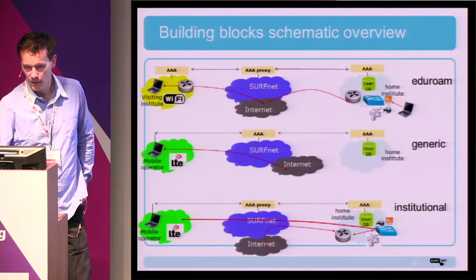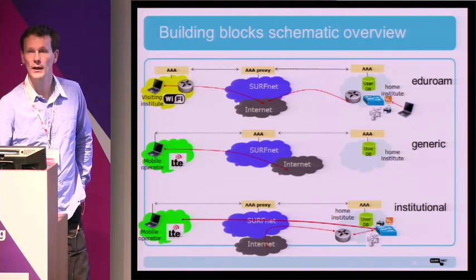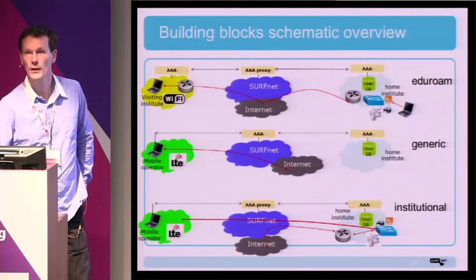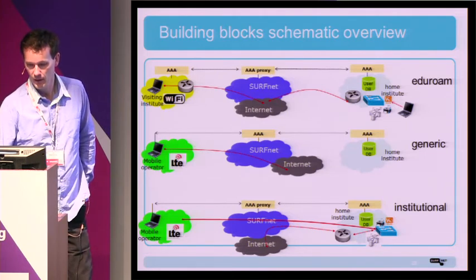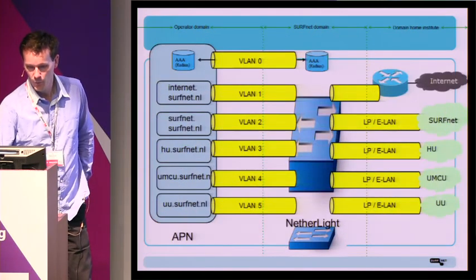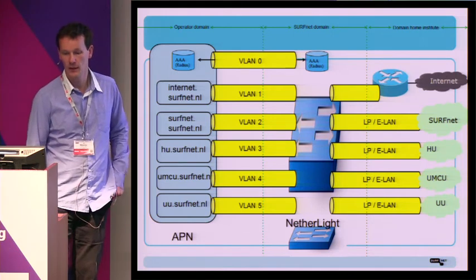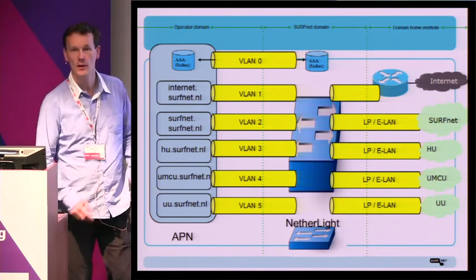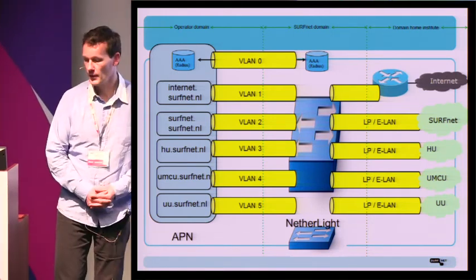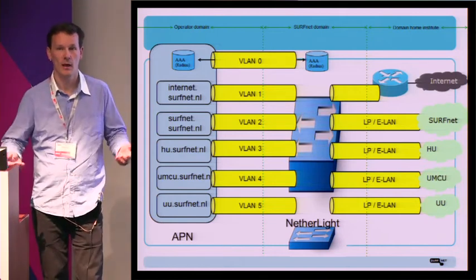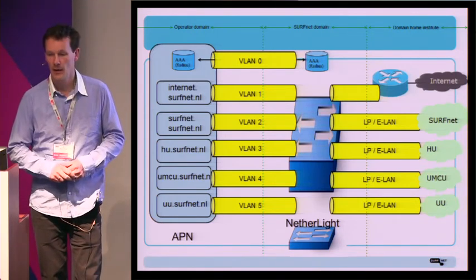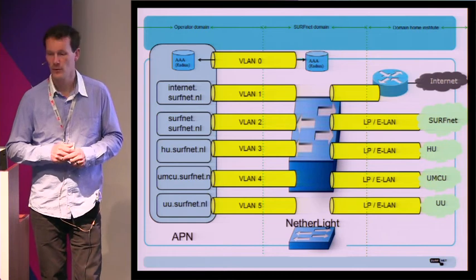So back to the building blocks. How do we make this possible in the pilot? First of all, we need to configure APNs in the mobile part, in the LTE part. These APNs, same like VPN, need to be configured for each institute.